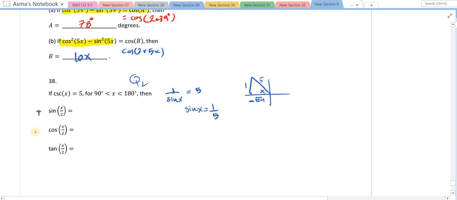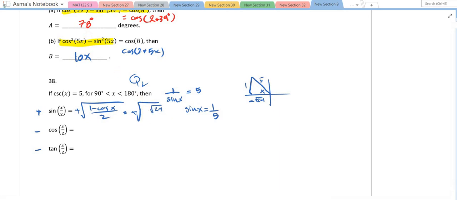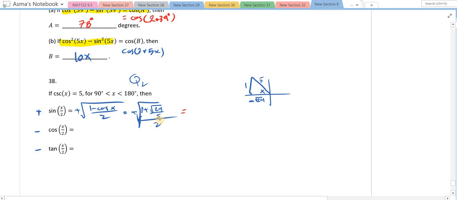So I know sine is positive, cosine is negative, tangent is negative in the second quadrant. So this is going to become positive square root of 1 minus cosine x over 2, which is equal to positive square root of 1 minus cosine, which is adjacent over hypotenuse. So it's minus square root of 24 over 5. No, not everything over 5, just the 24. So 1 plus 24 over 5 divided by 2, which is going to become, let me just erase this now. We're going to have the same denominator. So it's going to be 5 plus square root of 24, and the 5 goes down. So it's going to be square root of 5 plus square root of 24 divided by 10.